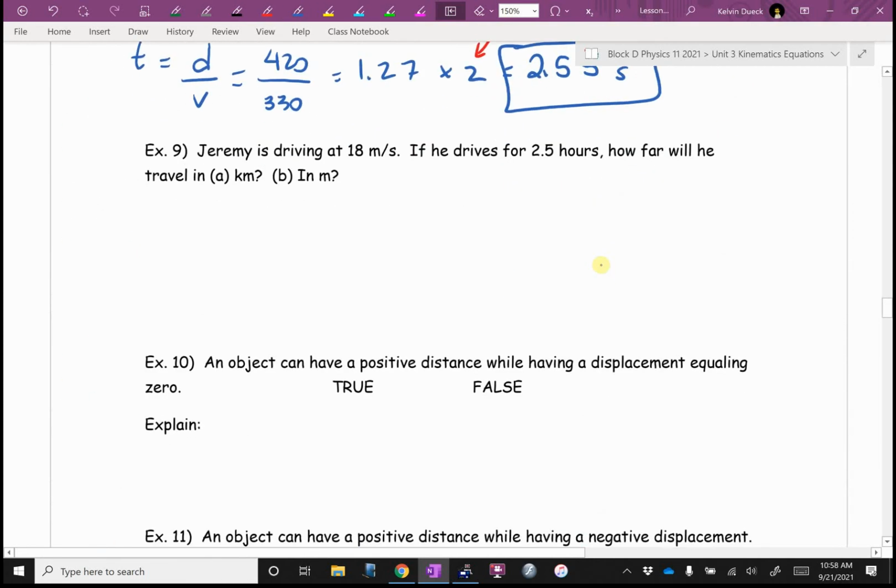Example 9. Jeremy is driving at 18 meters per second. If he drives for 2.5 hours, how far will he travel in kilometers, in meters? Okay, I'll write down A. What's this question asking me to find? Physics word problems are nicer than math ones because you can figure out what they're asking you to find pretty easily. It's how far or find the. So I'm going to mark D equals question mark.